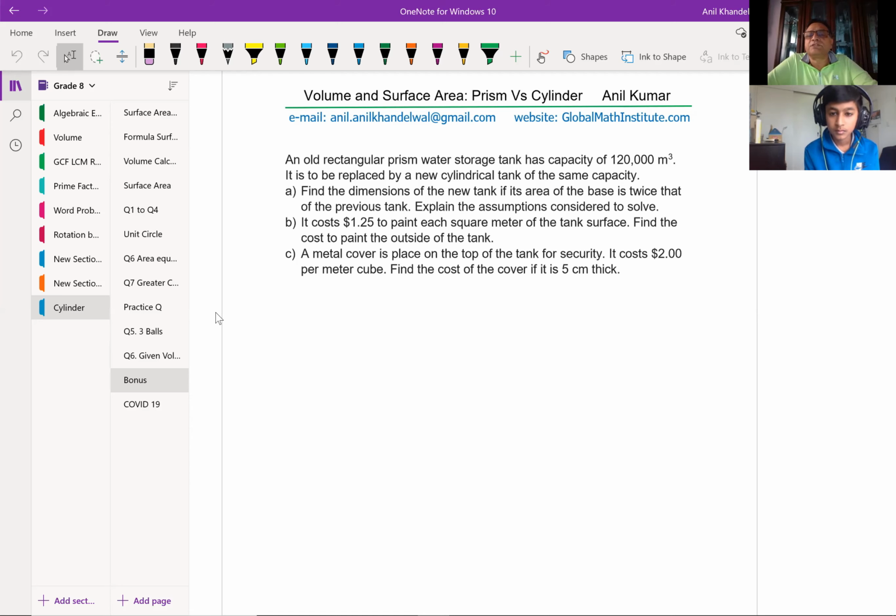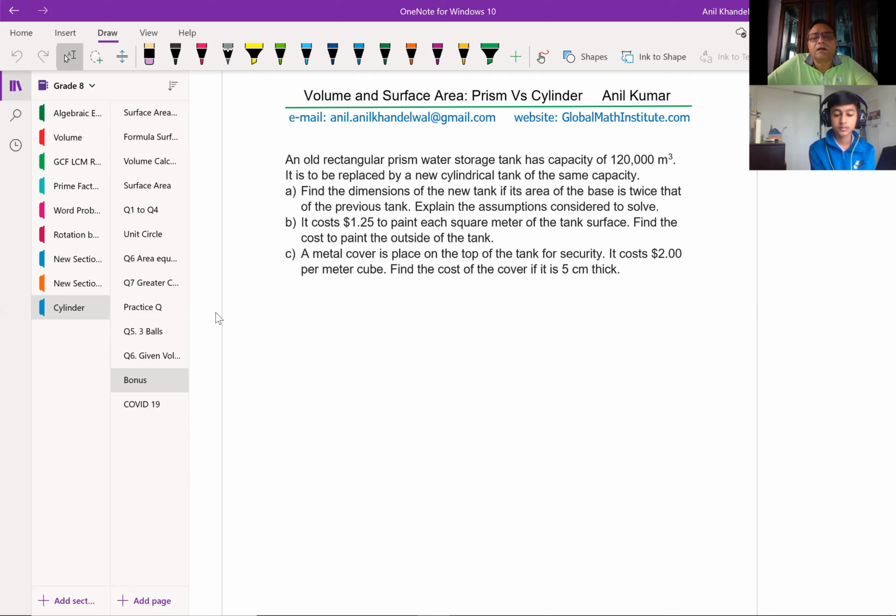Explain the assumptions considered to solve. So you have to make your own assumptions to solve this particular question. Clear? Yes. Part B: it costs $1.25 to paint each square meter of the tank's surface. Find the cost to paint the outside of the tank.